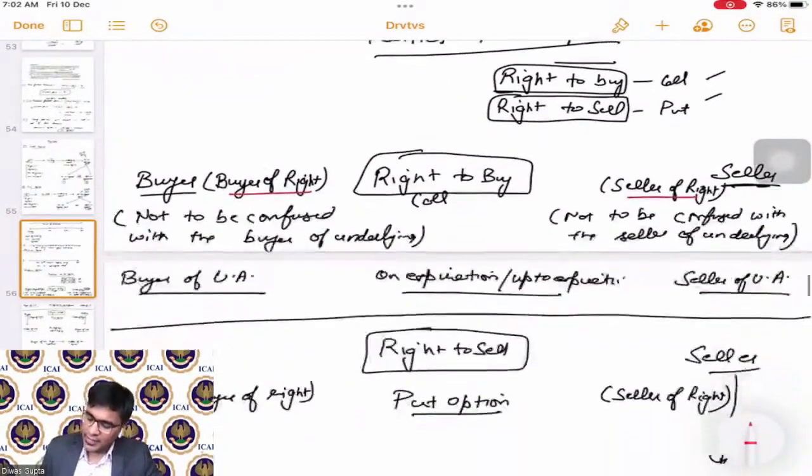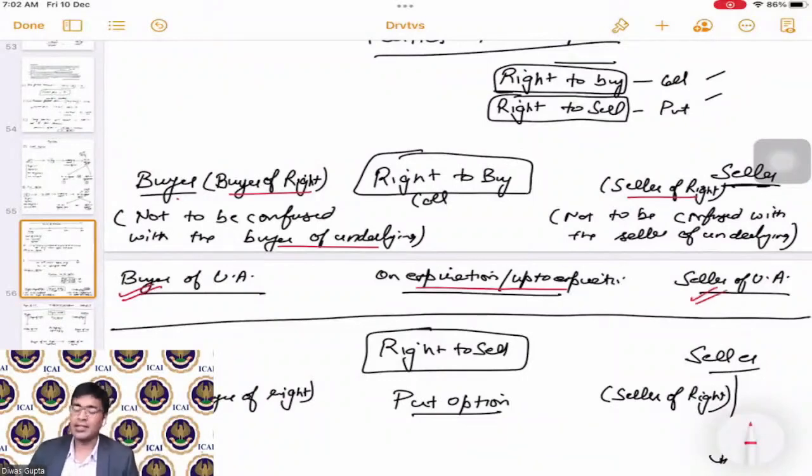And hence we said that this buyer has not to be confused with the buyer of the underlying, although on expiration or up to the date of expiration, he will buy the underlying asset because he's buying the right to buy, correct? And similarly, the seller will sell the underlying asset because he's selling the right to buy. If he sells the right to buy to someone, that person has a right to buy from him, correct?